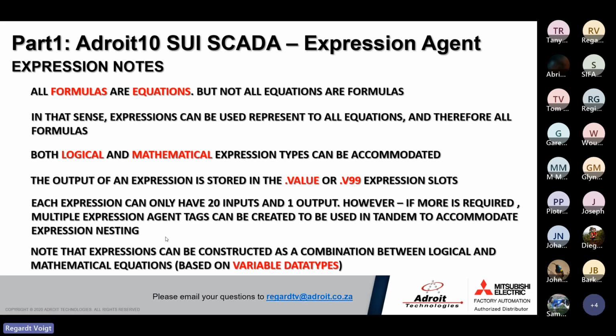Okay. Also important to note that you can combine both logical and mathematical equations in a single expression. And we'll have a couple of examples of that just to demonstrate this concept. So you don't have to split these two types of calculations. So how does the expression agent know what data type we use based on logical or mathematical equations? That would be based on your variable data types, your inputs, V01 to V20. So those data types determine the data type of your expression output.